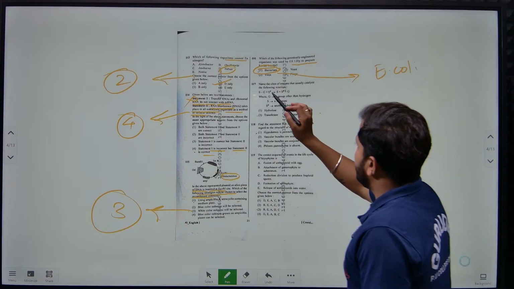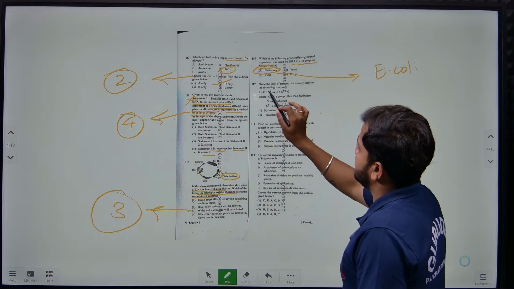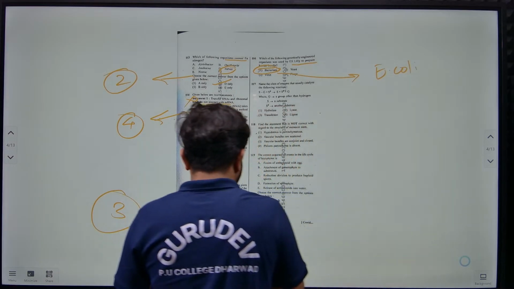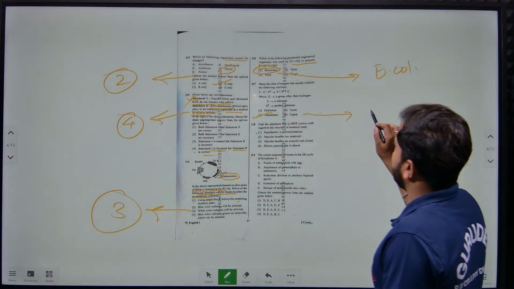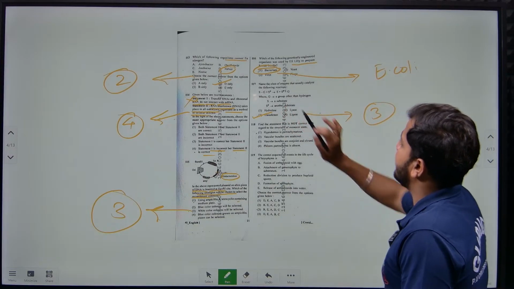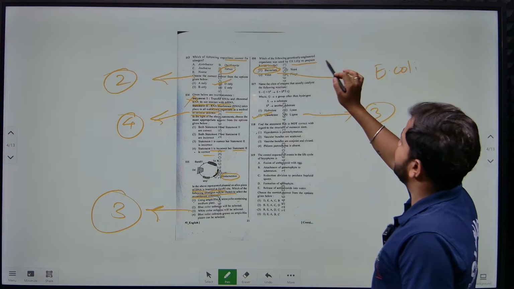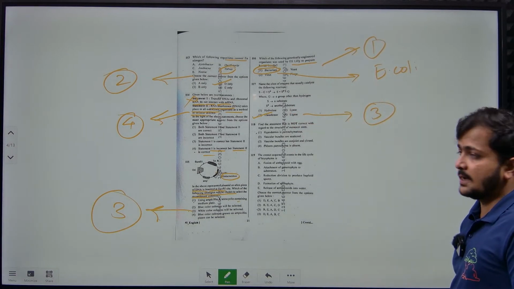Then name the class of enzyme that usually catalyzes the following reactions. The following reactions they have mentioned. So according to that, transferase is the answer, right? Which is actually transferring the groups. So here option 3 is correct, right? 116, that is option 1. 117, that is option 3 is correct.